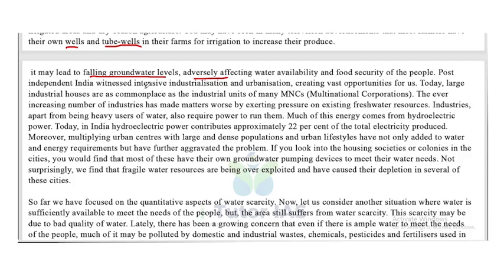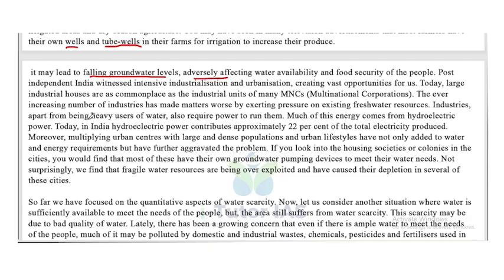Post-independent India witnessed intensive industrialization and urbanization, creating vast opportunities for us. Today, large industrial houses are as commonplace as the industrial units of many MNCs, multinational corporations. The ever-increasing number of industries has exerted pressure on existing freshwater resources. The MNCs also use a lot of water for their operations.